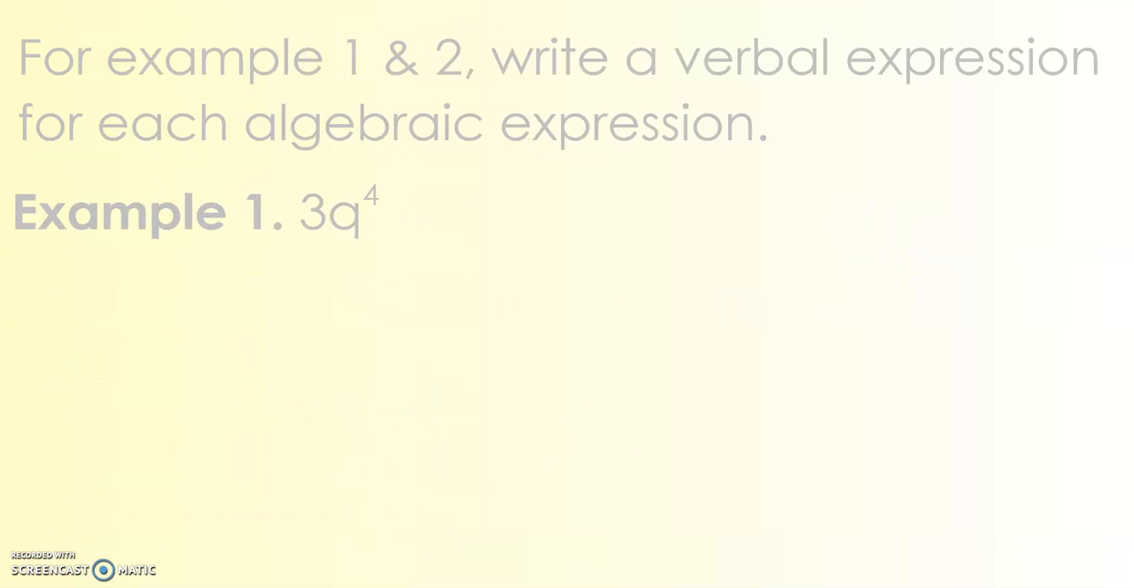We're going to use these words to help us through the next 4 examples. For examples 1 and 2, write a verbal expression for each algebraic expression. And remember, verbal means those words, while algebraic are our numbers and our variables. So what this is asking us to do is to go from the algebra to the words. What I like to do first is identify any operations. And I know that when there's a number in front of a variable, that means it's multiplication.